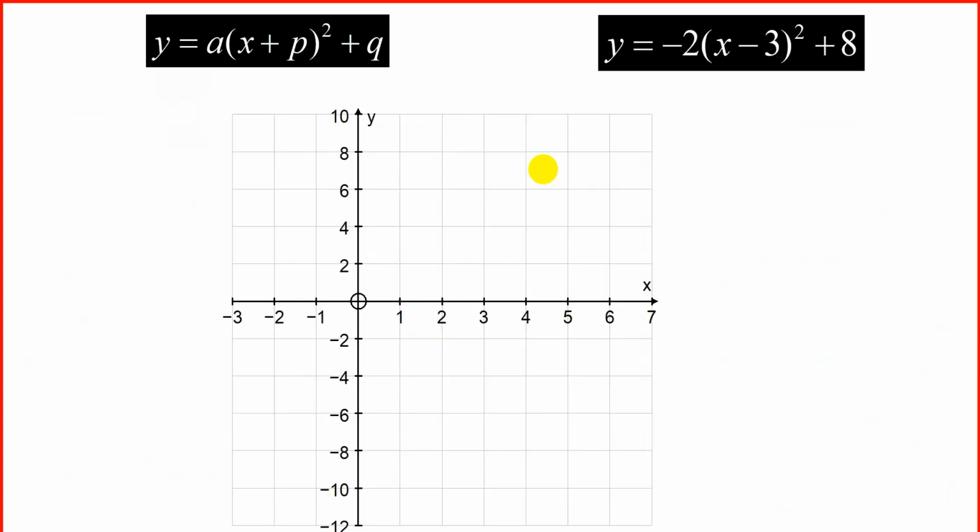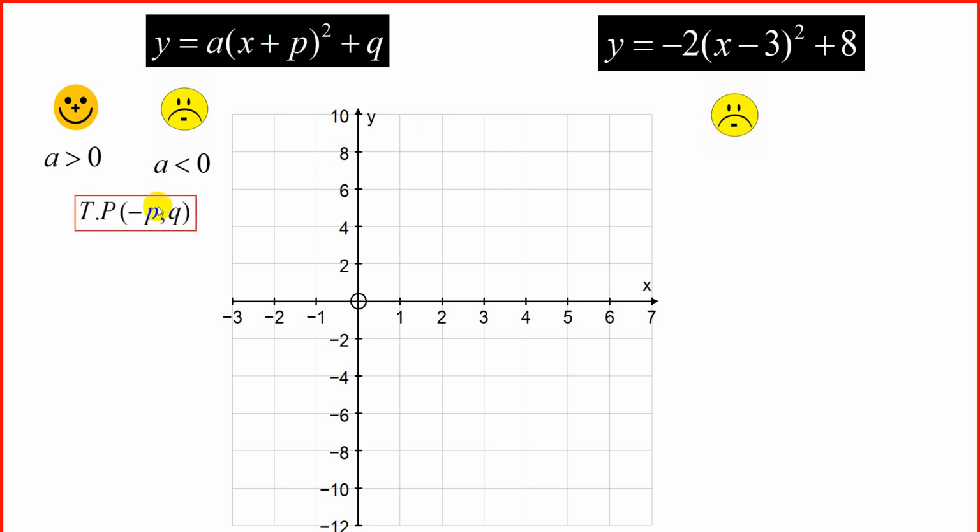Moving on to the next example, y is equal to minus 2 into x minus 3 all squared plus 8. Point 1, looking at a, is it negative or positive? In this case, a is negative. We're going to get a sad face, a sad parabola. Step 2, finding our turning point. Change your sign of the p and take your q as it is. Change of our sign on minus 3 will give us a plus 3, and we will take 8 to be our q value. So let's plot this point, 3, 8.